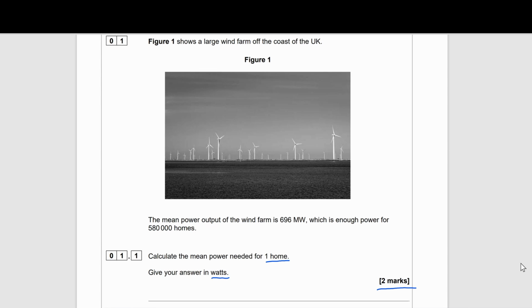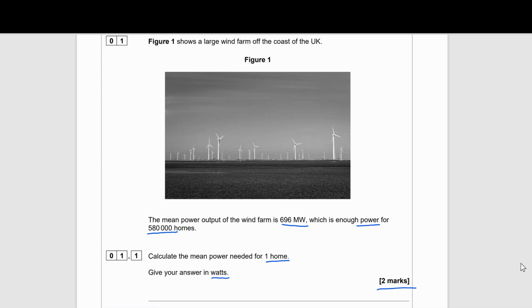power here. However, we've got a value of homes and we've got a value of power. We don't have any information about time, we don't have any information about energy. So we somehow need to use the values given to us to try and work out the mean power.